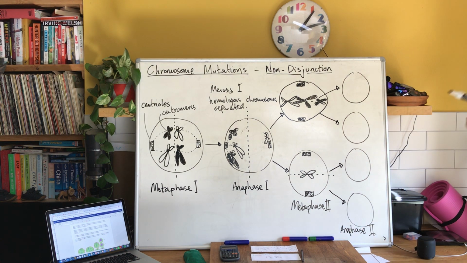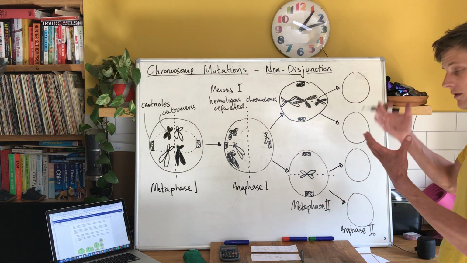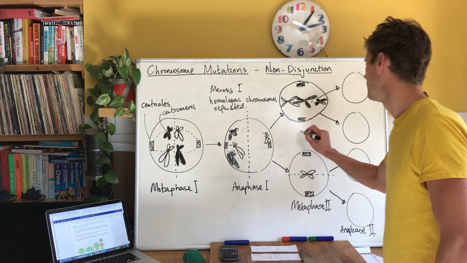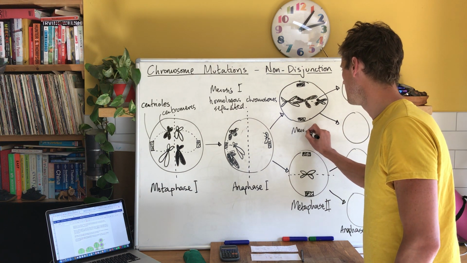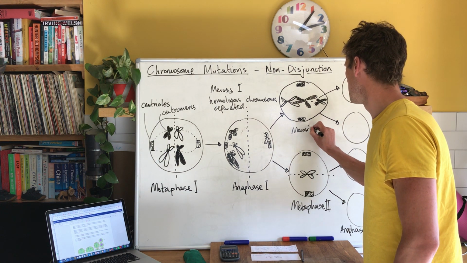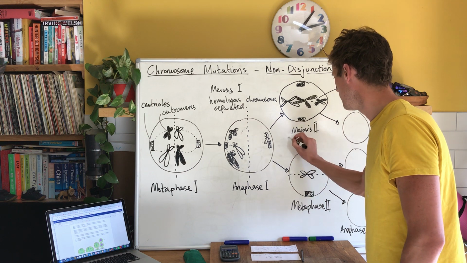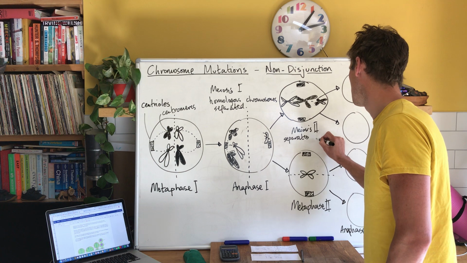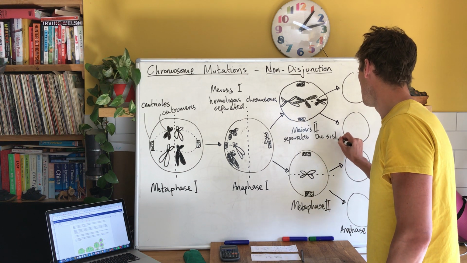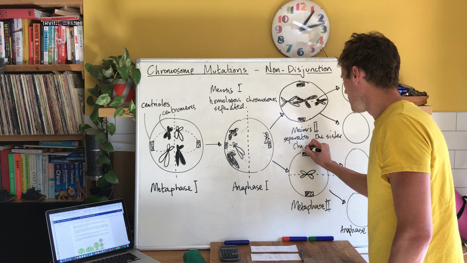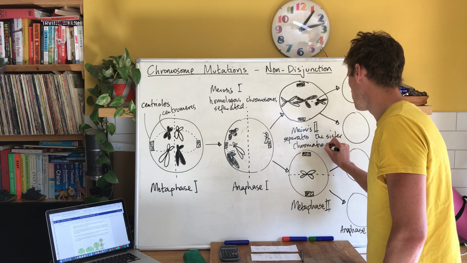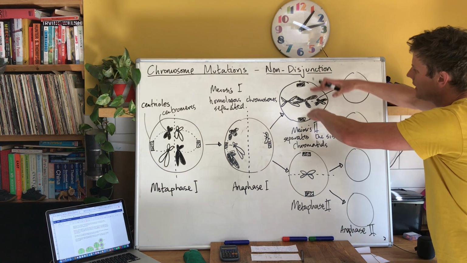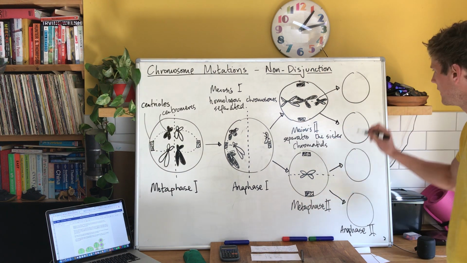And in this situation, well, we know the second meiotic division, so I'll write it in here, meiosis 2, separates the sister chromatids. So the sister chromatids, well, they're on either side of the equator in both of these cells.